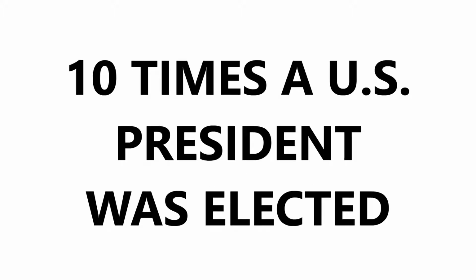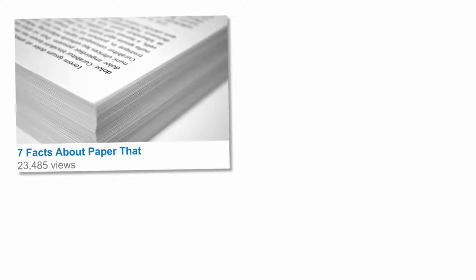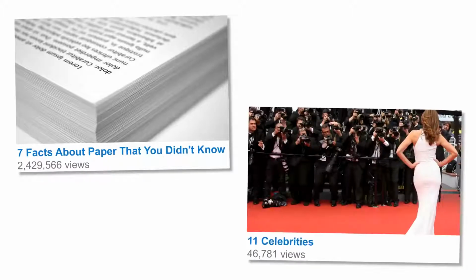first place. For example, 10 times the US president was elected. Number 1, 1968. Number 2, 1992. And so on and so forth. With this method in particular, by simply adding the 3 words "you didn't know" to the title of the video, you can double, no triple your views. 7 facts about paper that you didn't know. 11 celebrities you didn't know existed.